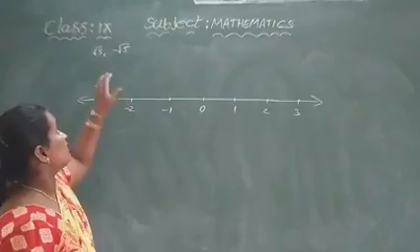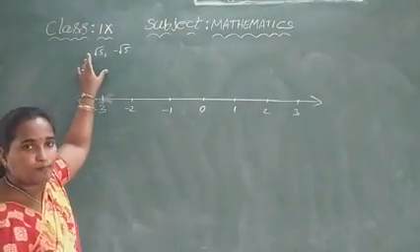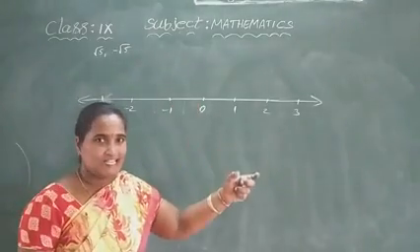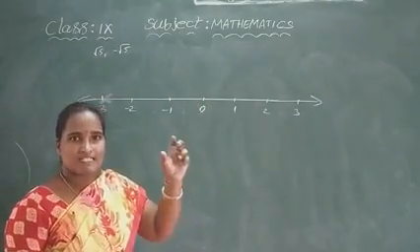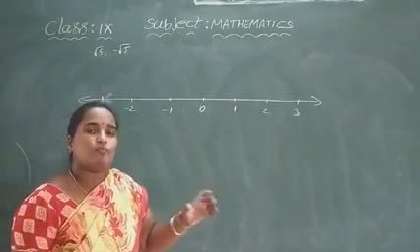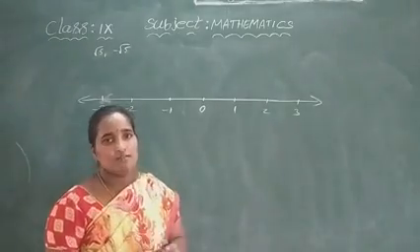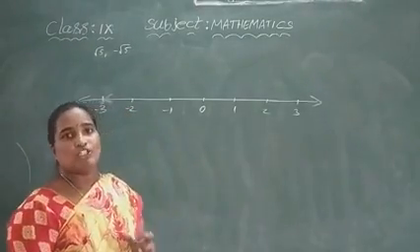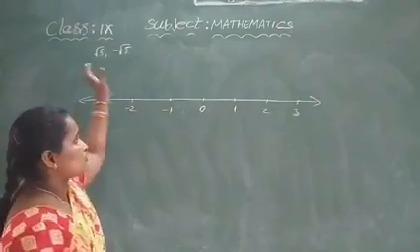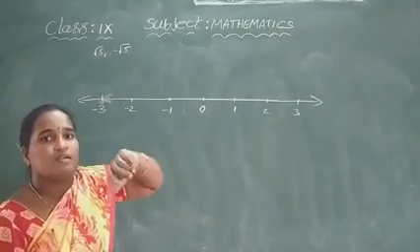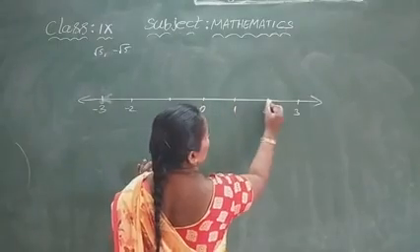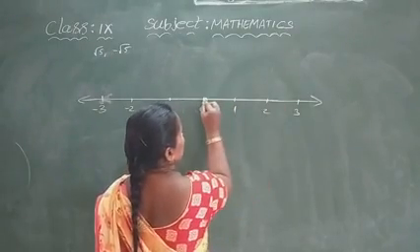That means, for example, root 5 is to be located on the number line. To locate root 5, compulsorily we must need root 4, the number before it. We must know its location, its position. Okay? Root 5. So we must need the position of root 4. Root 4 position is 2.